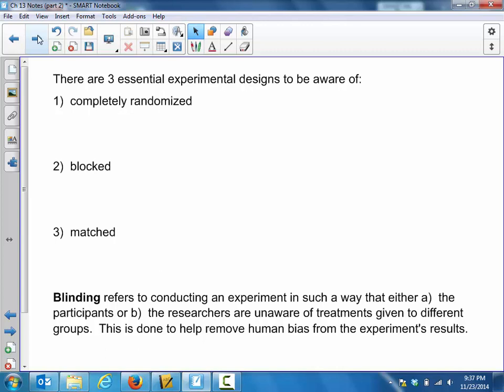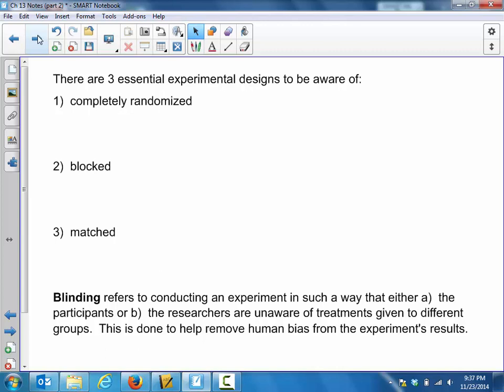There are 3 essential experimental designs to be aware of. Completely randomized, which is like a simple random sample, I suppose, in the sense that you take your participants, let's say we've got 30 people who are willing to participate in a milk drinking or not milk drinking experiment. You just randomly assign them to the 2 different treatment groups of drinking milk or not drinking milk. Okay, so it'd be 15 and 15, and you don't really care with complete random assignment who's tall, who's not.